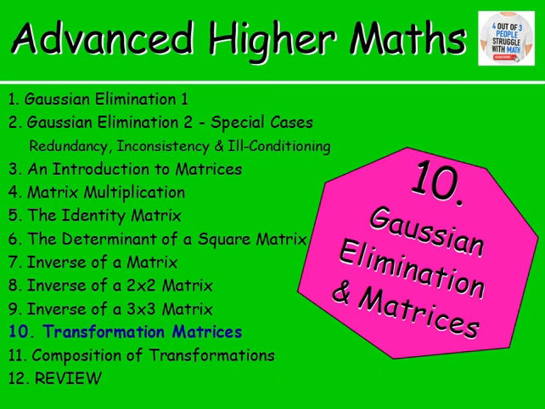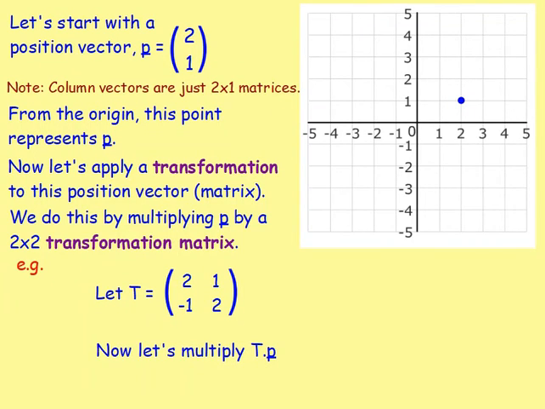We then went on to look at transformation matrices. What was that all about? Well, let's say you've got point P, which has the coordinates 2, 1. Position vector P, so the distance from the origin, if you're thinking about that as a vector, you could write that as (2, 1) as a vector. But remember, column vectors or position vectors, they're just in 2D 2 by 1 matrices. So that point there represents the vector P.